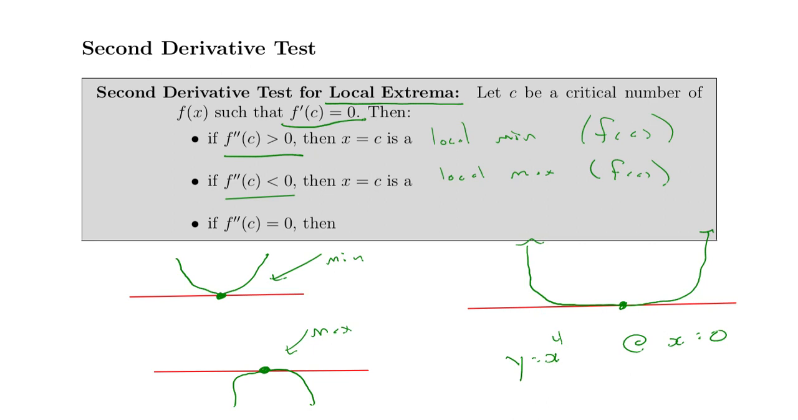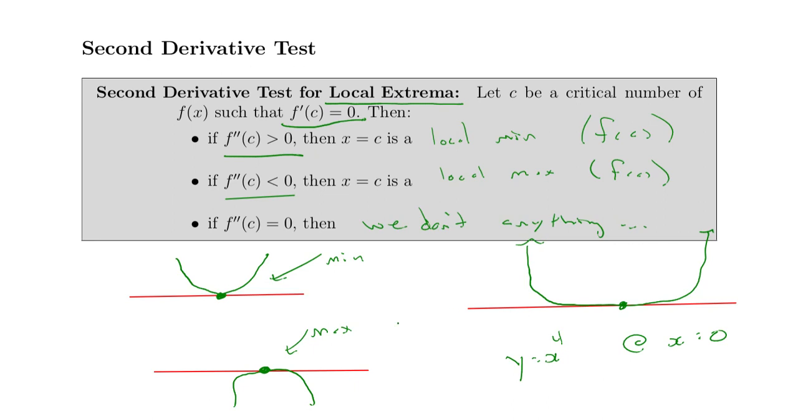So we've got a critical point. The second derivative is 0. It looks weird, but it is a local minimum. So basically, what happens is we don't know anything. A frustrating result of the second derivative test.